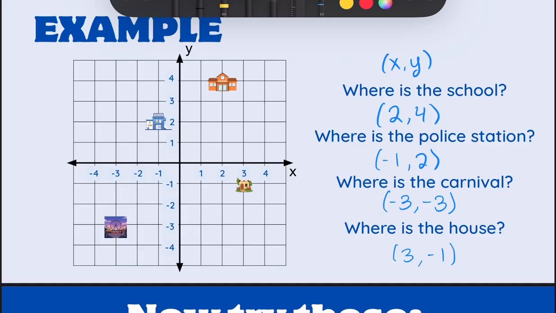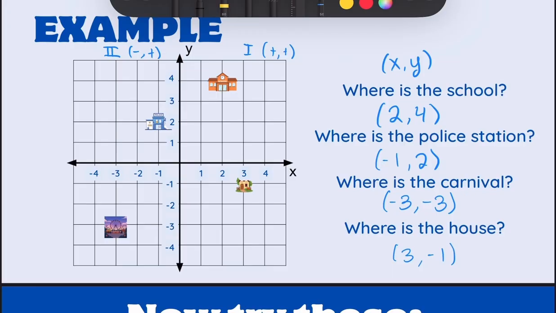And let's go back to our rules, where we have our 4 quadrants. The school is in quadrant 1, where we have a positive x and a positive y. And we can see here that we have a +2 and a +4. The police station is located in quadrant 2, where we have a negative x and a positive y. And we can see that here with -1 and +2.